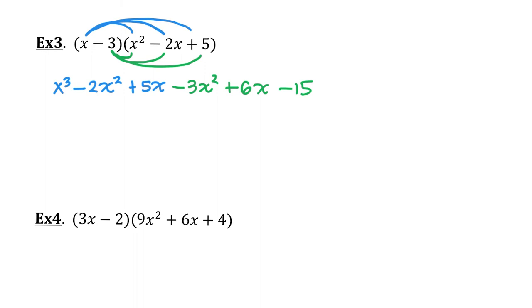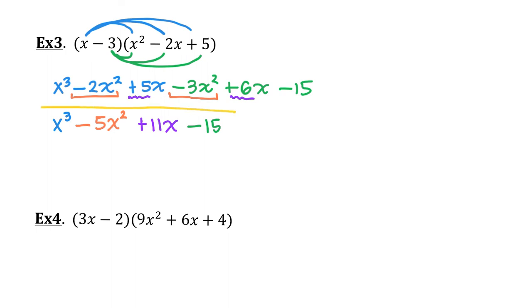Now I'm going to check for my like terms. Let's see, if I start with x to the thirds, there's no other x to the third, so I'm going to bring down x to the third. Let me check the x to the seconds. I have negative 2x to the second minus 3x to the second, which is going to be even more minused. So minus 2 minus 3 becomes minus 5x to the second. I have positive 5x, positive 6x, so 5 plus 6 is 11x. And then the minus 15 does not have like terms, but it's important, so I'm going to bring it down. That's my final answer, and if you did the box method, you should have the same final answer.